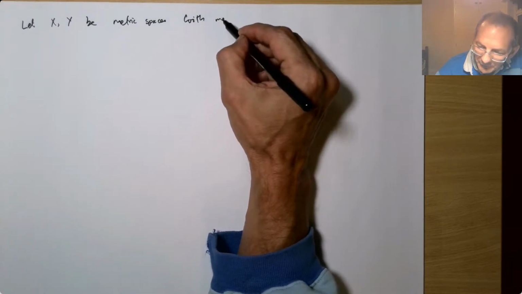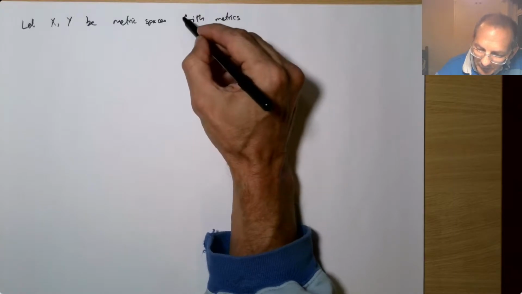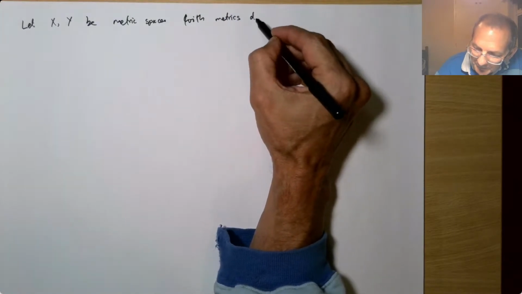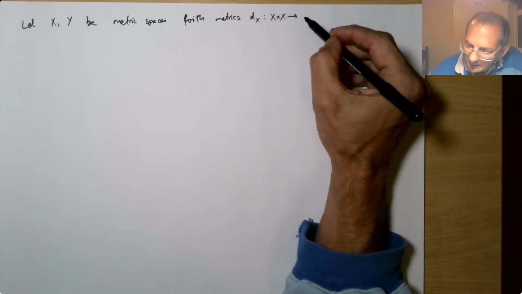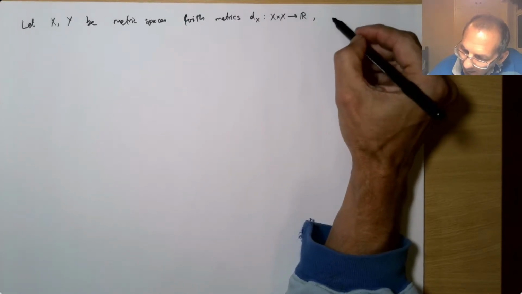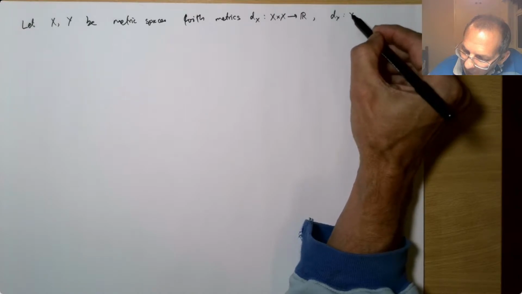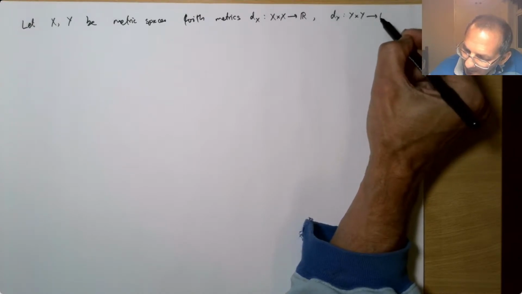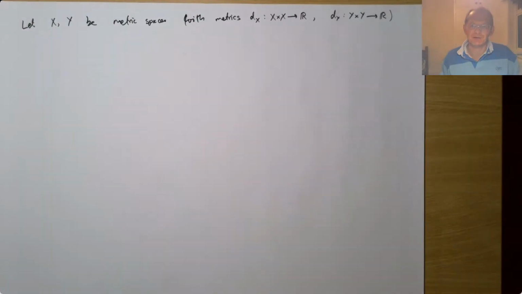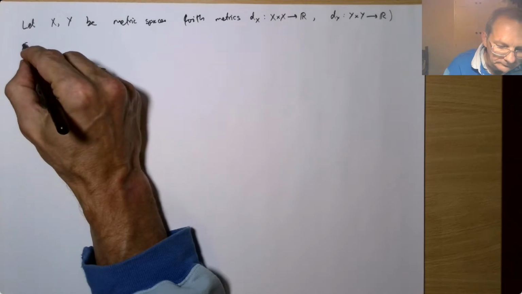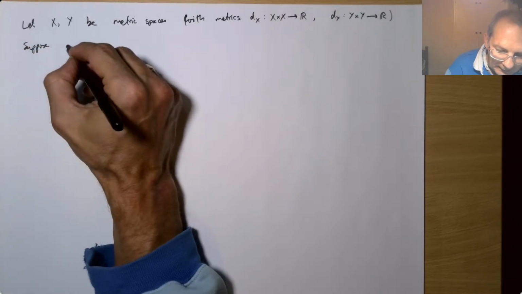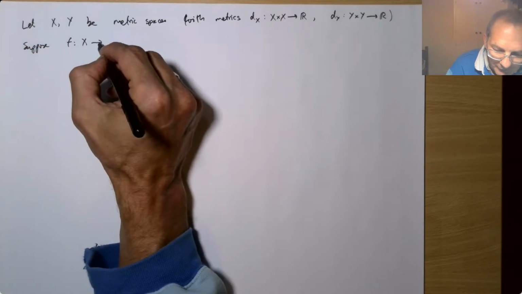So we've got metrics. Remember that means you've got a function that we'll call dX from X cross X to the reals, and dY, say, from Y cross Y to the reals. So dX measures distance between points in X, and dY measures distance between points in Y. And suppose you've got f from X to Y as a function.